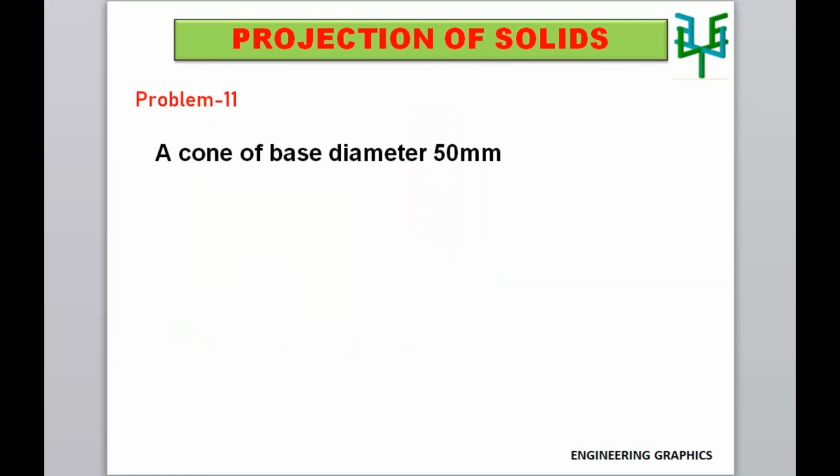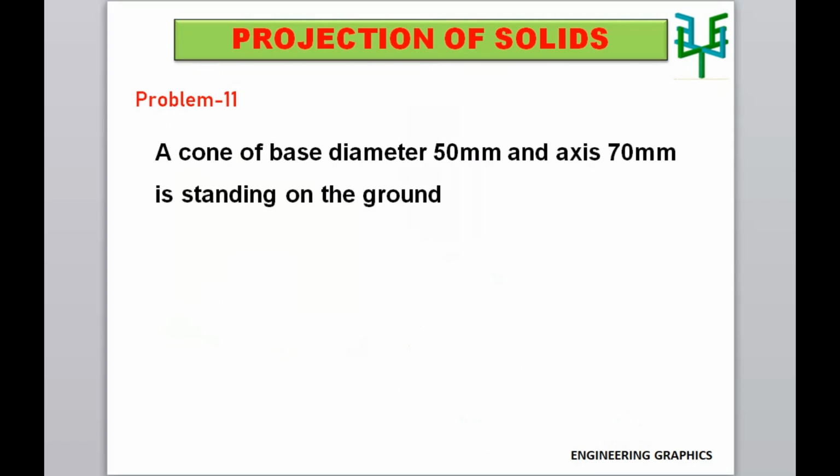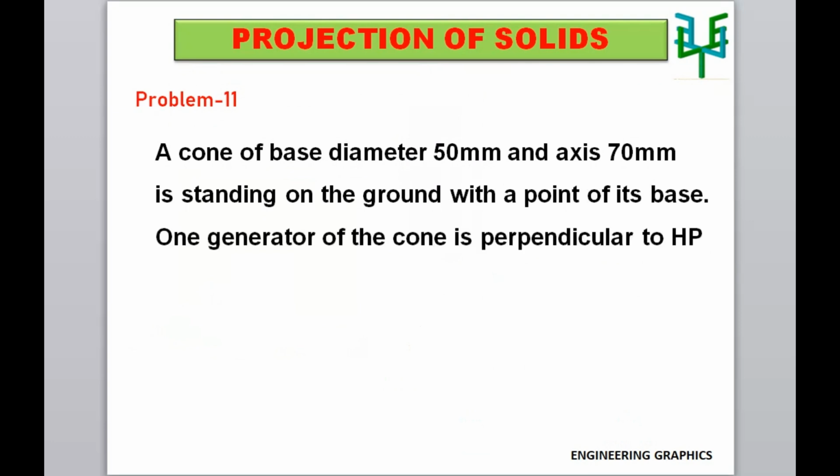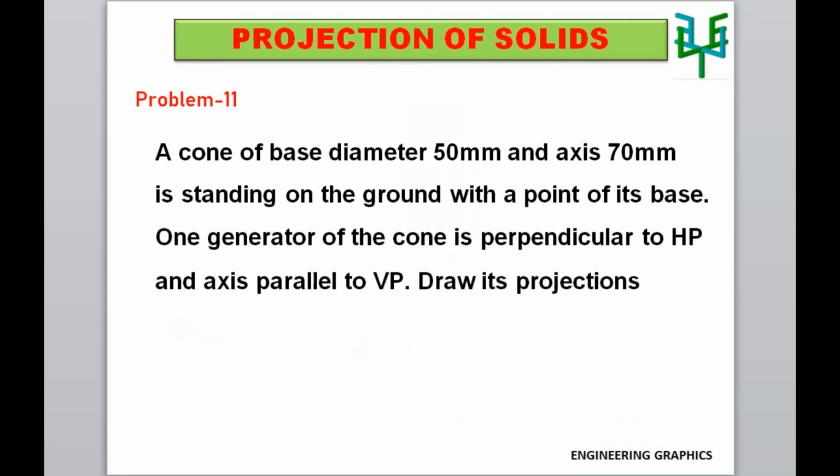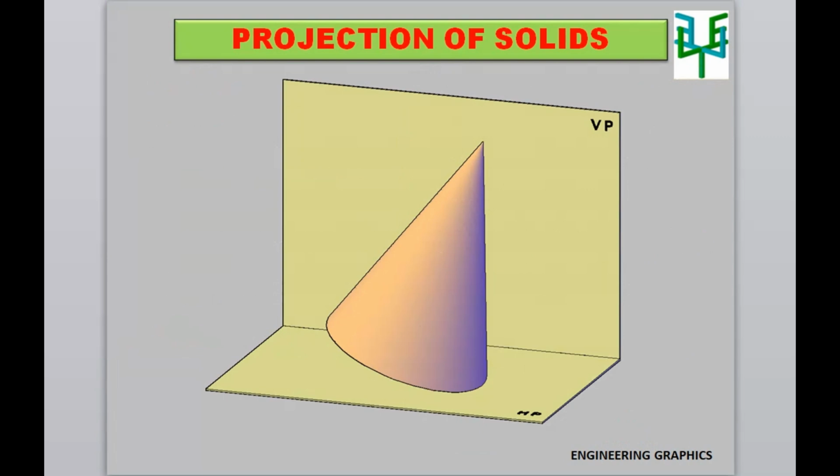A cone of base diameter 50 mm, and axis 70 mm, is standing on the ground with a point of its base. One generator of the cone is perpendicular to HP, and axis parallel to VP. Draw its projections. In this problem, the cone is standing on HP or ground with a point of its base, with one generator perpendicular to HP.